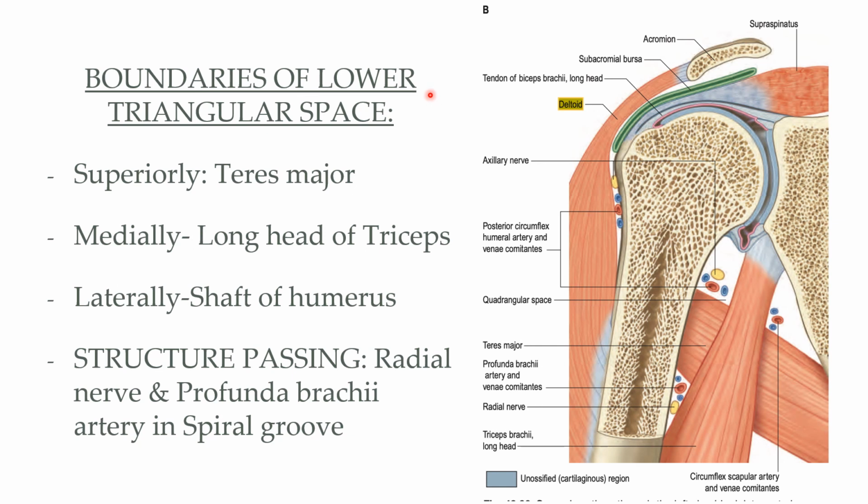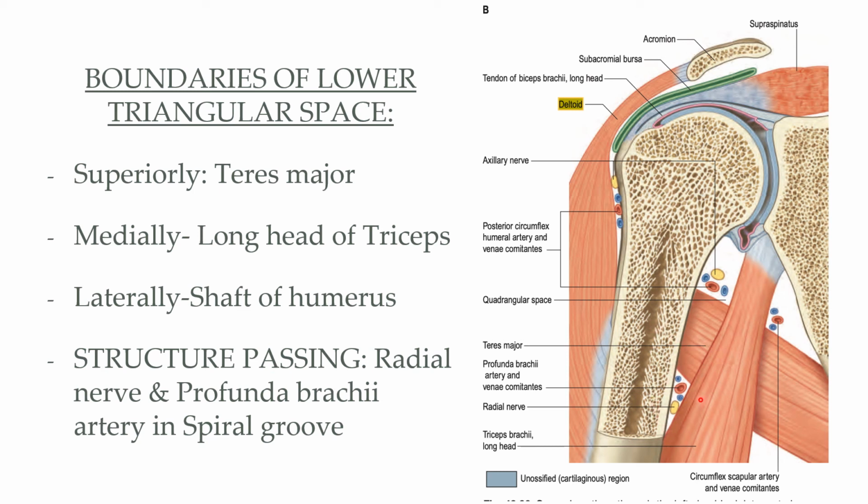Now let us start with the lower triangular space. Let us see the structures forming the boundary of this lower triangular space. In the illustration, you can see this space. This is lower triangular space. It is bounded on one side by the shaft of the humerus, on the other side by long head of triceps. You can see this is the glenoid cavity. This is infraglenoid tubercle, which is giving rise to this muscle. This is long head of triceps, and this is teres major muscle.